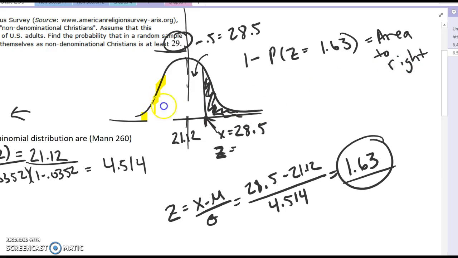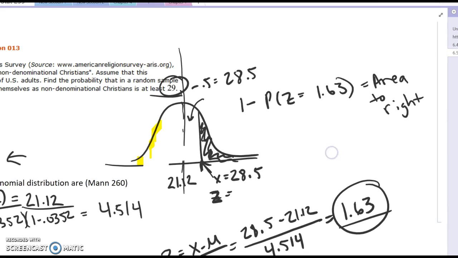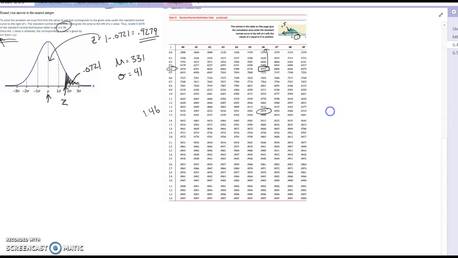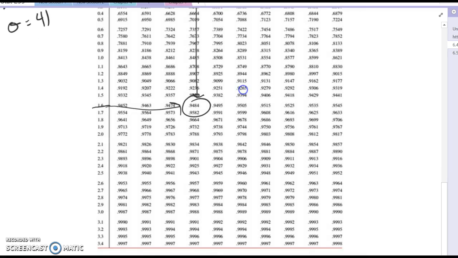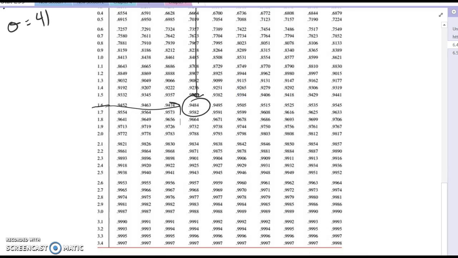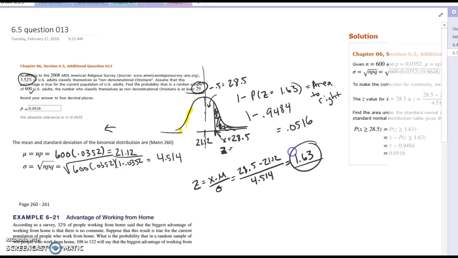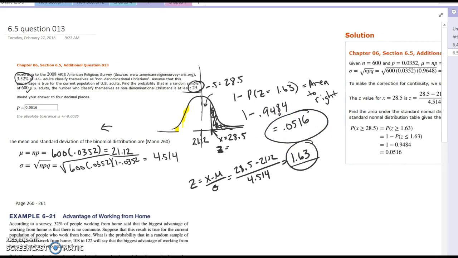Okay, so let's go to the z table. For z is 1.63, that gives me 0.9484. So 1 minus 0.9484 gives me 0.0516. And that is the correct answer that was entered into Wiley Plus.